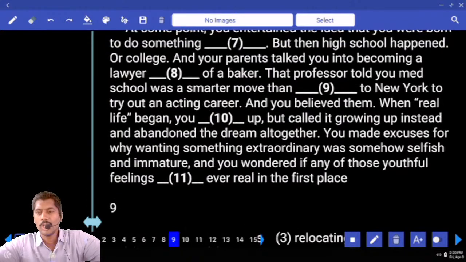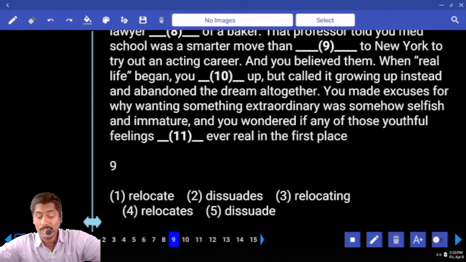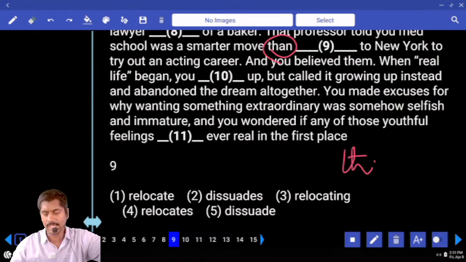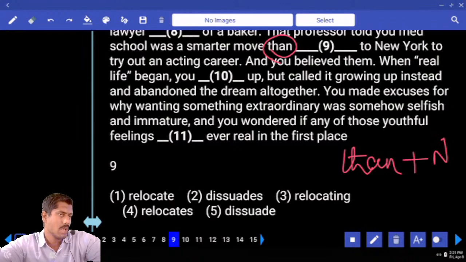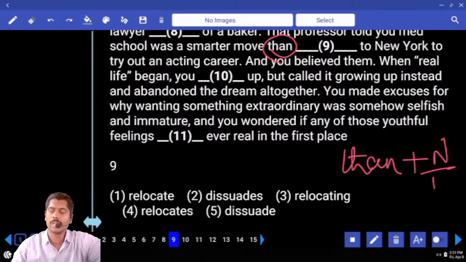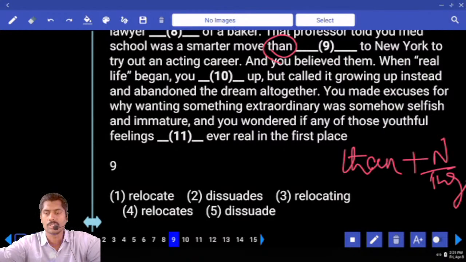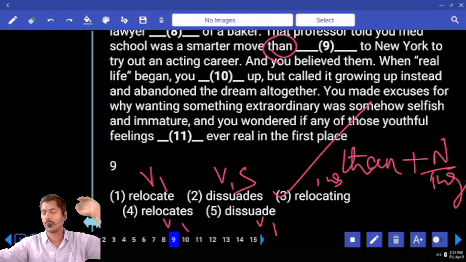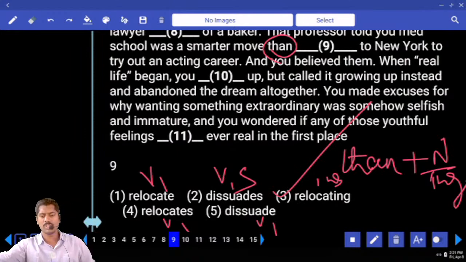That professor told you med school was a smarter move than dash to New York. Than: when you are taking than as an individual, we generally take a noun for comparison. Smarter than Ramu, more beautiful than Sita. We generally take a noun, or you can also take ing. So, smarter move than V1 ing. Answer is third option, relocating. Relocating to New York.